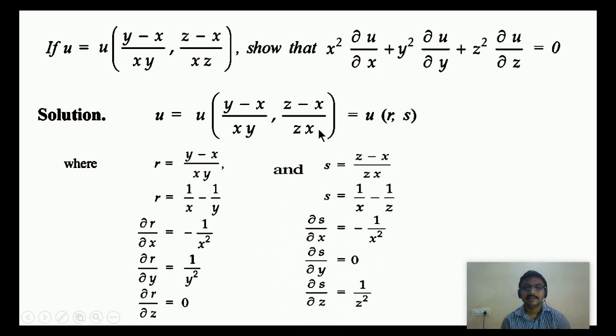And s is (z minus x)/zx. Now splitting the fraction, we will have z by zx is 1 by x, minus x by zx is 1 by z. Which is differentiated partially with respect to x, y, z. So we will have the expressions like this. While differentiating partially with respect to one variable, the other variables are treated as constant.